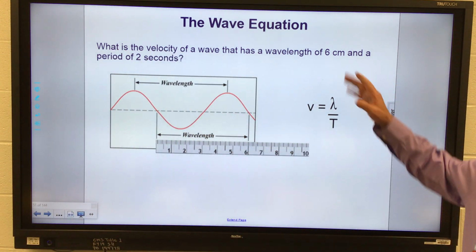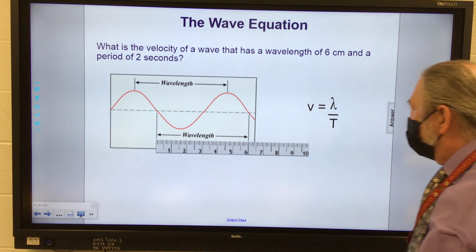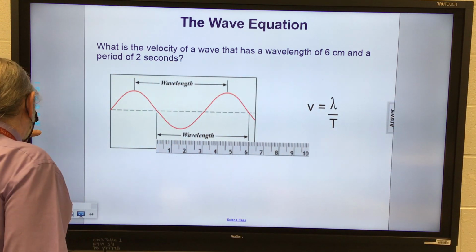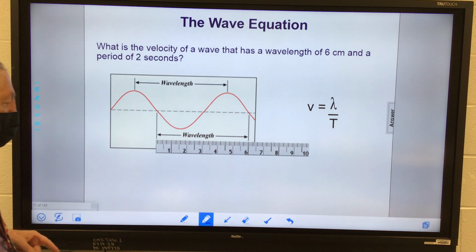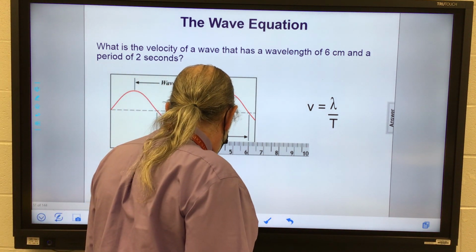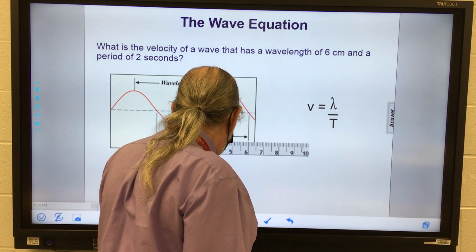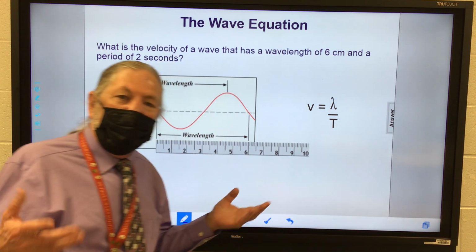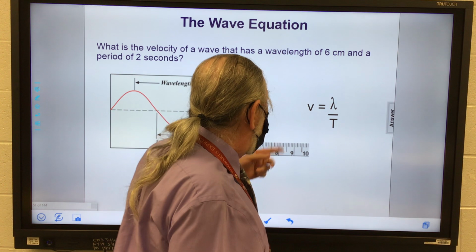Okay, now, what is the velocity of a wave that has a wavelength of 6 centimeters and a period of 2 seconds? Get your calculators out here, okay? What is the velocity? So we're looking for velocity, right? I'm going to help you with this problem here. Mr. Hughes is going to help you out here. I see my issue here. Okay, this is the day before Veterans Day, and we're wearing purple. So let's use the purple ink. So let's do this problem together here.